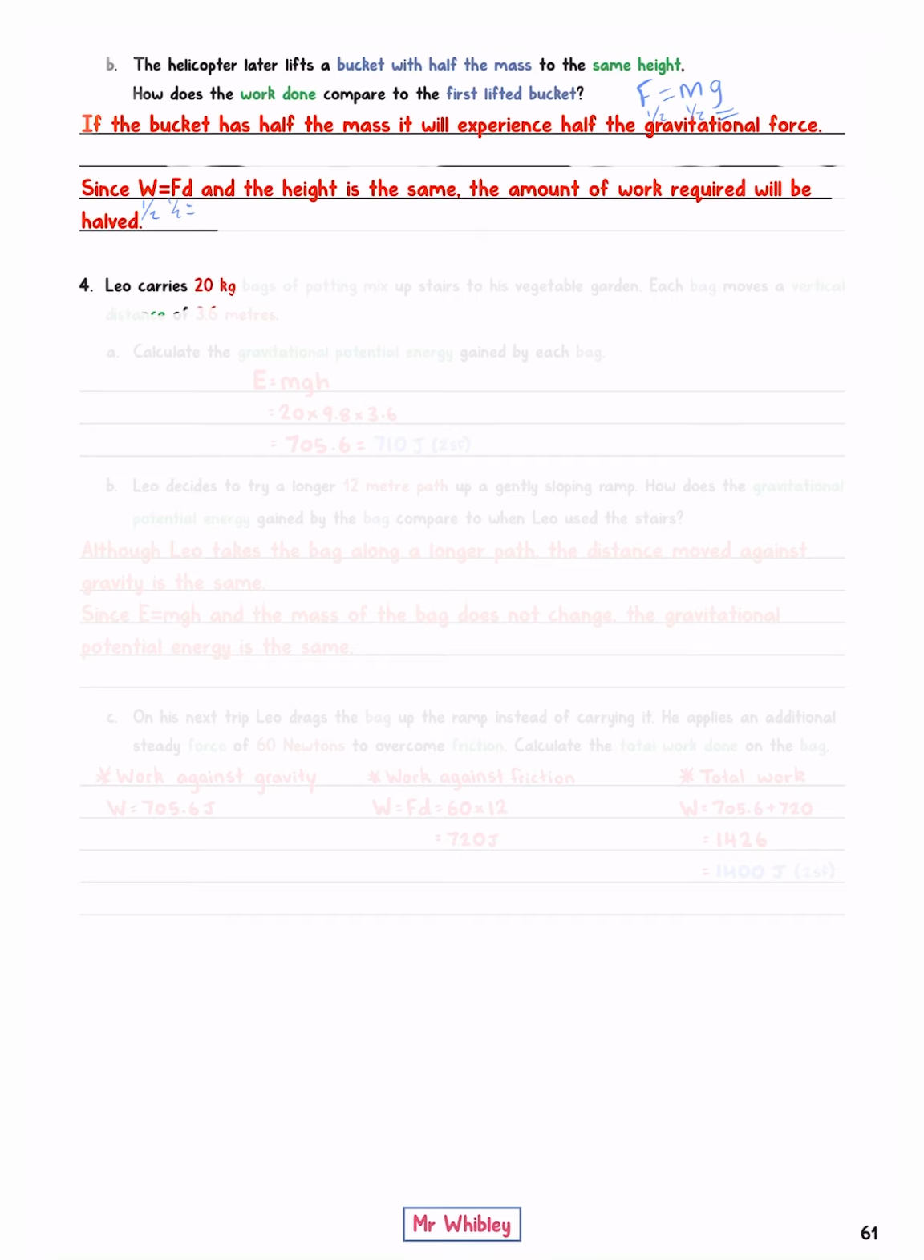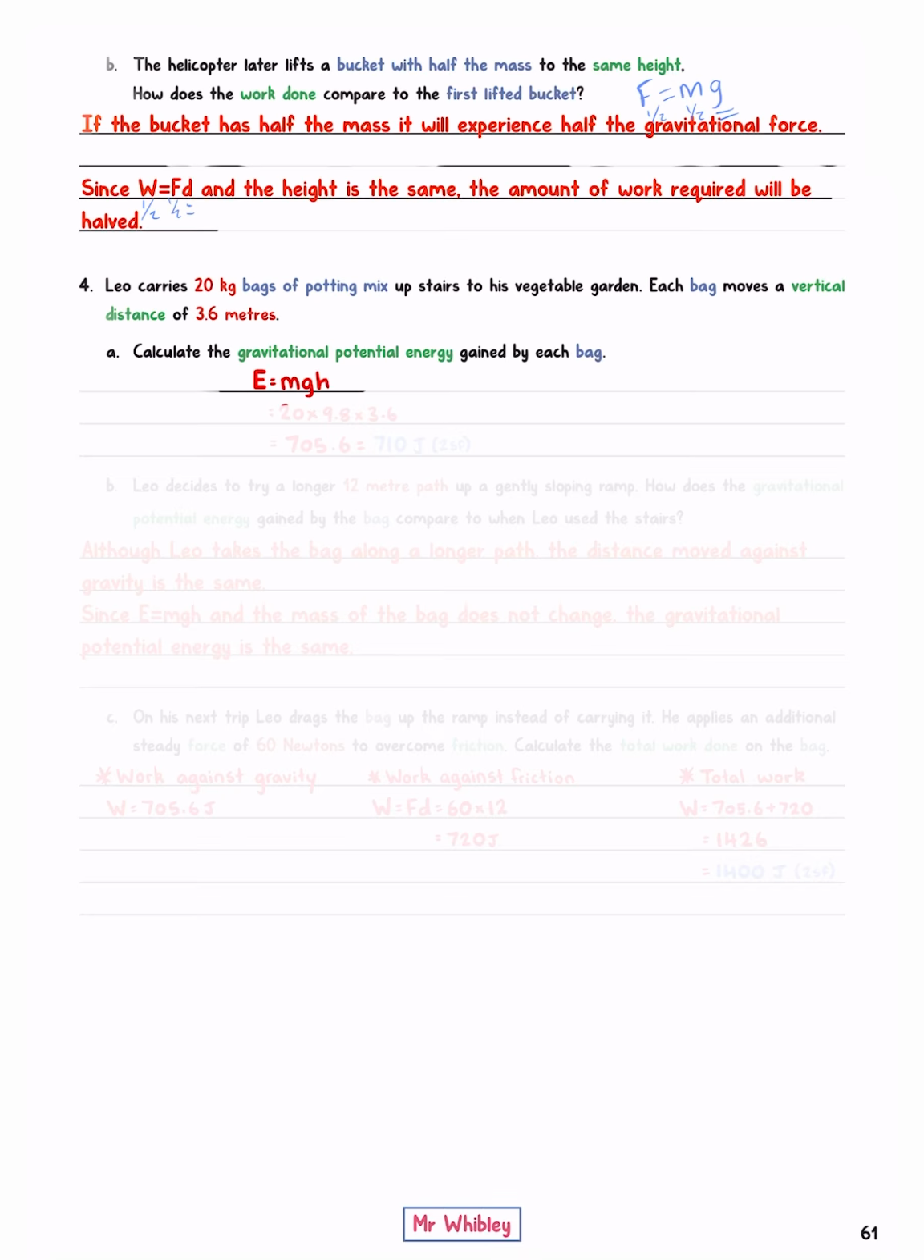Leo carries 20 kilogram bags of potting mix upstairs to his vegetable garden. Each bag moves a vertical distance of 3.6 meters. Calculate the gravitational potential energy gained by each bag. Gravitational potential energy is mgh. We know the mass, the acceleration due to gravity, and the height, which gives us 705.6 or 710 joules to two significant figures.